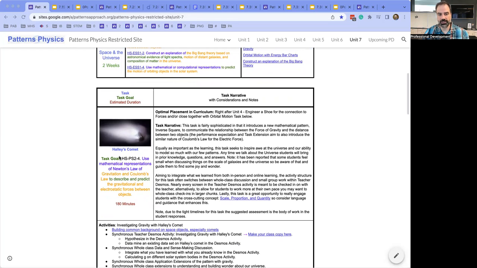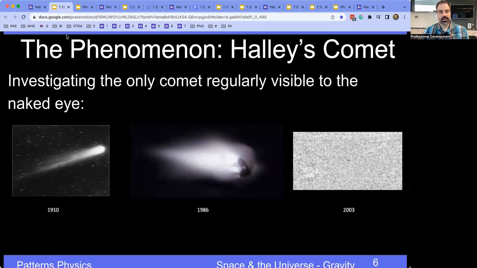So Halley's Comet being about universal gravity, it is optimally placed after Unit 4, where they've learned about forces. With that, it is themed on Halley's Comet. So we got one of the first pictures of Halley's Comet, its return, a really high quality image of its return in 1986. And then Hubble took a picture of it back in 2003 when it was pretty far out there.